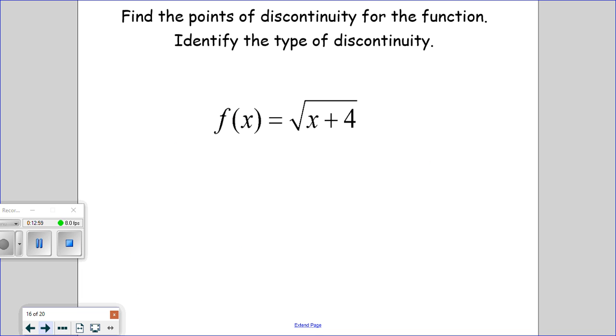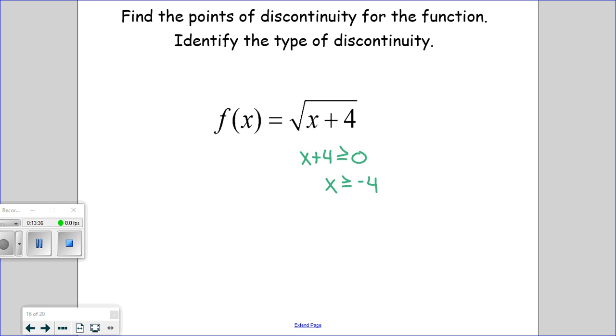Okay, this next one we need to talk about a little bit. Notice on this one I'm not asking you to justify, and there's a reason for that. It says find the points of discontinuity for the function, identify the type of discontinuity. We need to go back to what is the domain restriction on a radical? Well, a radical has to be a non-negative number, right? If I'm looking at a square root, what's underneath my square root has to turn out to be non-negative, so x plus 4 has to be greater than or equal to 0. So in this one, x has to be greater than or equal to negative 4. And basically what we can say is this is continuous on its domain.